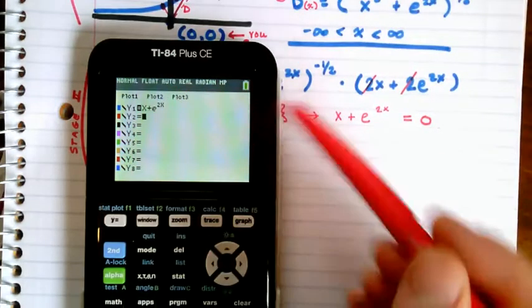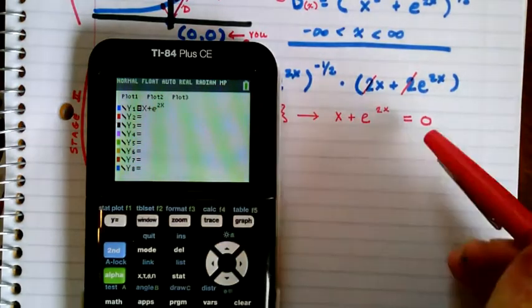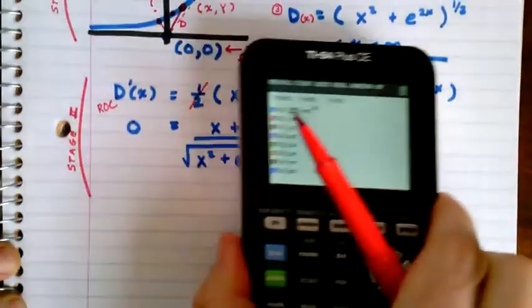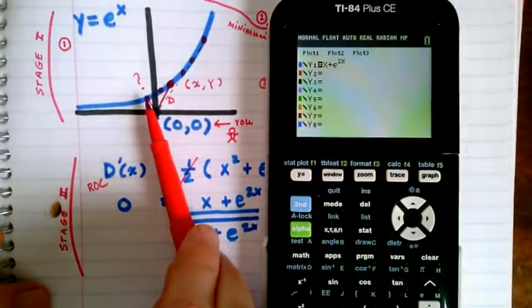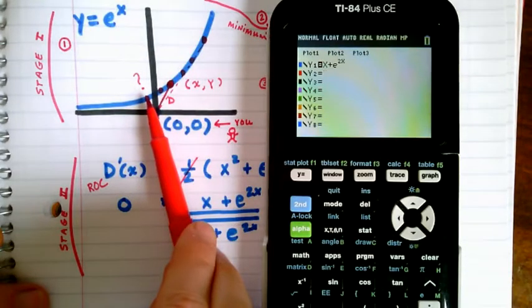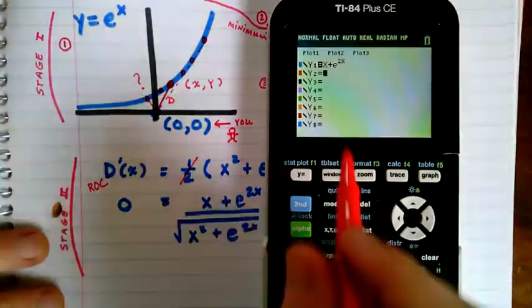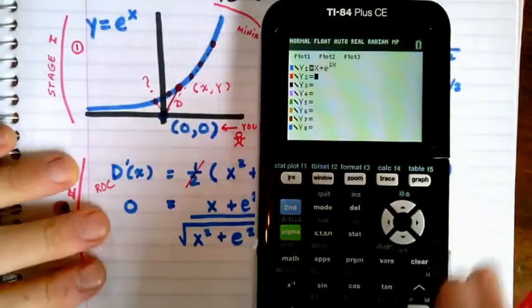So I've plugged x plus e to the 2x into my calculator, and I'm looking for where it's 0, so I want to know where this crosses the x-axis. I know from looking at the picture up here that it seems like the minimum of the distance is going to happen somewhere where x is slightly negative, right here. So that means the 0 of this should happen at a place that is slightly negative.